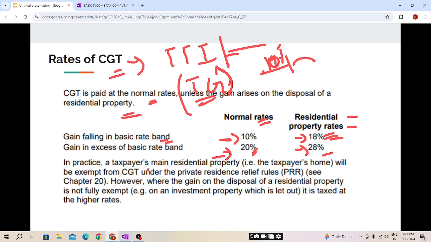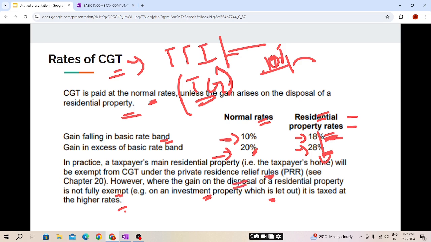In practice, a taxpayer's main residential property, the taxpayer's home, will be exempt from CGT under the private residence relief. We will be covering this. However, where the gains on the disposal of residential property are not fully exempt, for example an investment property which is let out, it is taxed at higher rates, students. So if I am using the residential property for my own use, then we have a relief known as private residence relief. We will be covering it in detail. But the residential property rates apply: 18% and 28%.